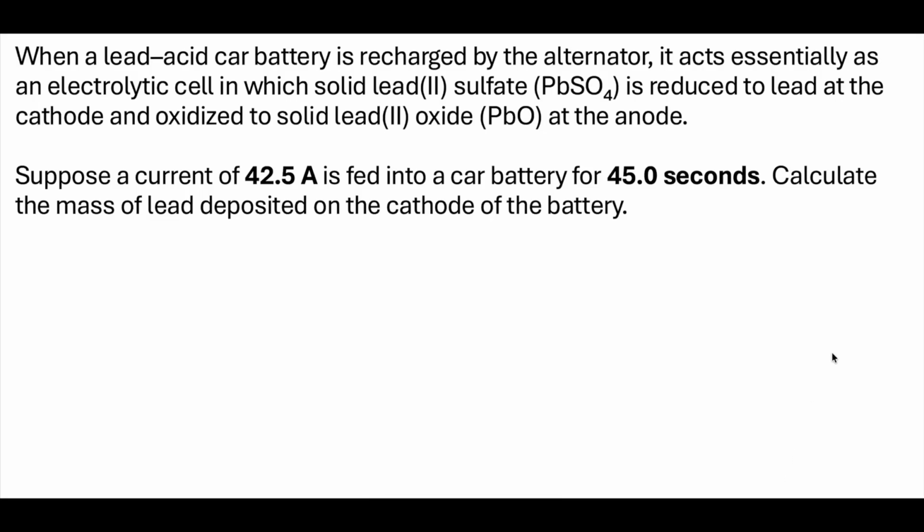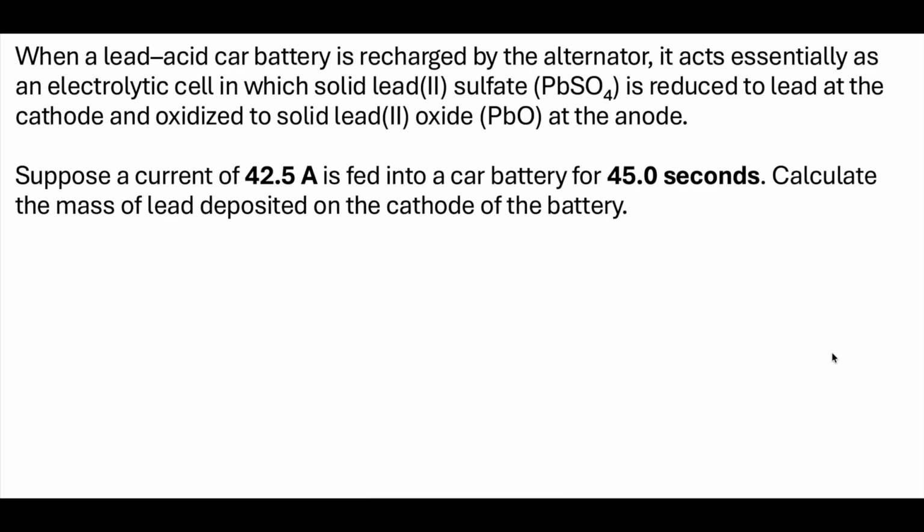When a lead-acid car battery is recharged by the alternator, it acts essentially as an electrolytic cell in which solid lead-2 sulfate, or PbSO₄, is reduced to lead at the cathode and oxidized to solid lead-2 oxide, PbO, at the anode. Suppose a current of 42.5 ampere is fed into a car battery for 45 seconds. Calculate the mass of lead deposited on the cathode of the battery.